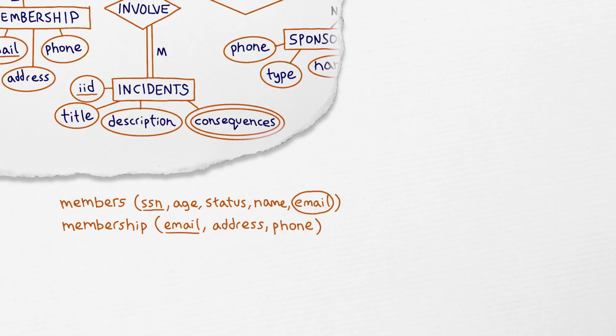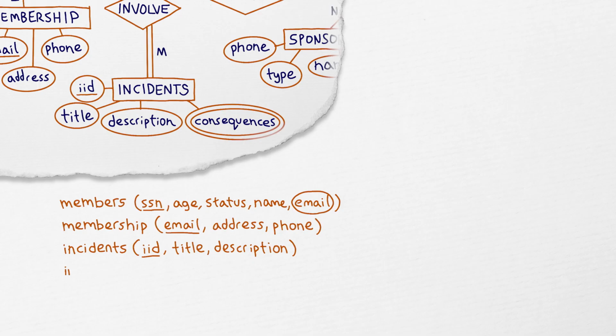So the table incidence, or relation incidence, doesn't have a foreign key. It has an IID as the primary key. It has a title. It has a description. But I cannot include consequences there because consequences has multiple values. What the rule says is I have to create a separate table that is going to be a combination of the name of that entity set and the name of the multi-valued attribute.